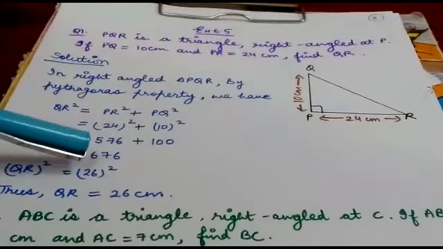Next part is 2 centimeter, 2 centimeter and 5 centimeter. Now the sides are 2, 2 and 5. The longest side is 5, so it should become the hypotenuse. Now hypotenuse square is 5 square, which is 25. Now base square plus perpendicular square is 2 square plus 2 square. Now 4 plus 4 is 8.